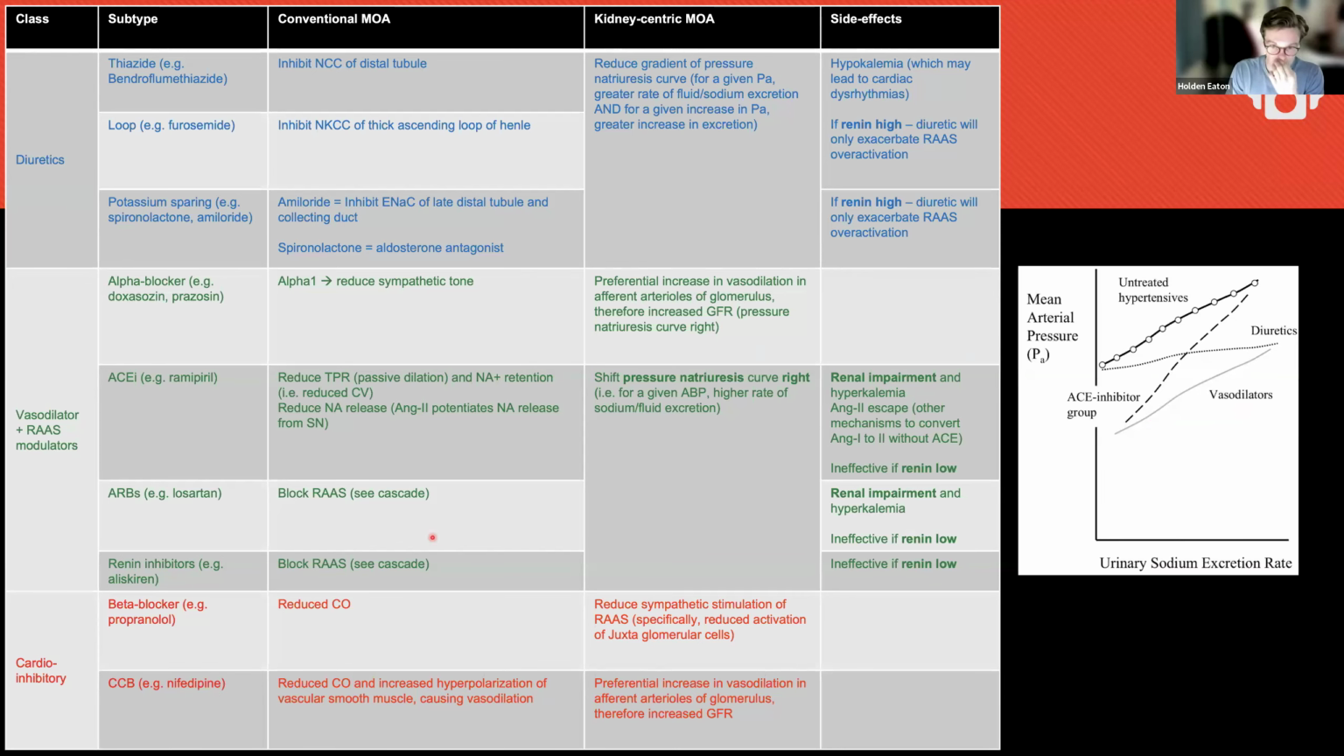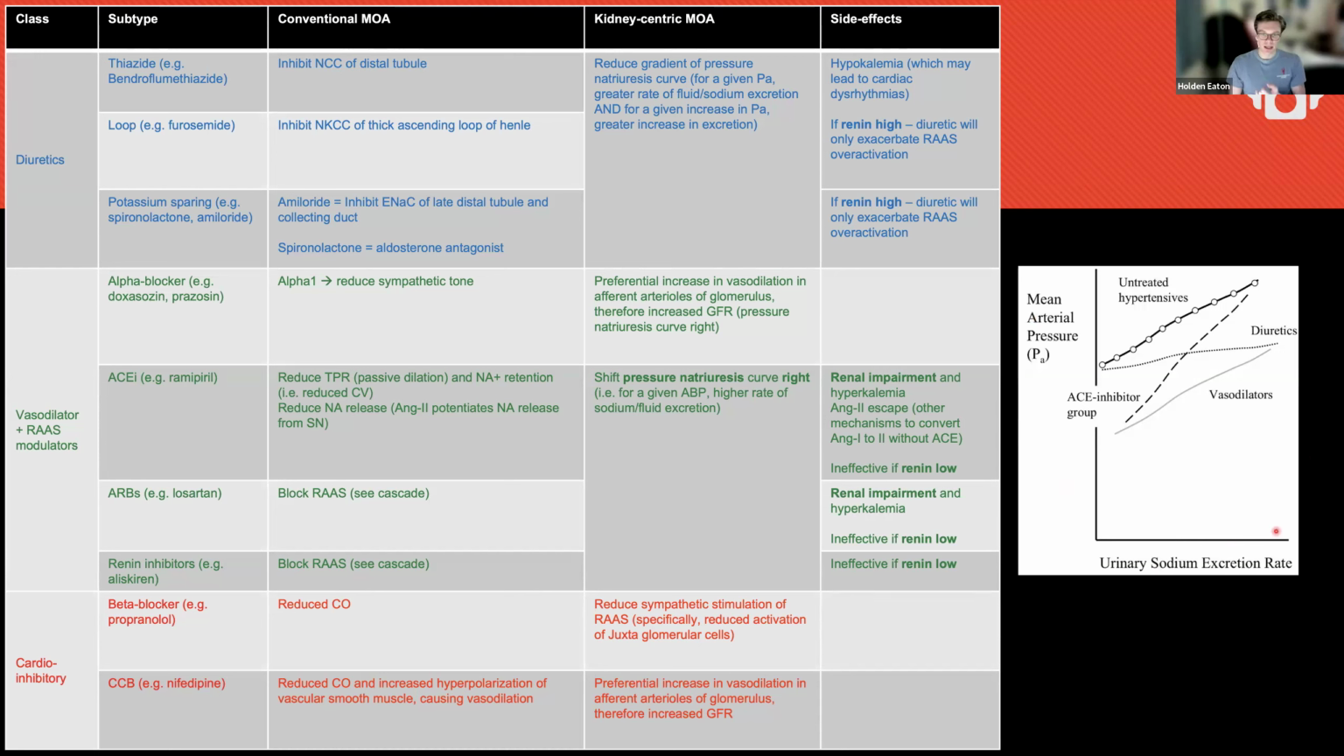And then here I've given you a table of all of the drugs we've already spoken about, plus a few more. And I've given you the conventional mechanism of action. So that's sort of non-Guyton model, non-kidney focused. And then on the right is the kidney focused explanation. And then importantly, this diagram on the right relates how each of the treatments alter pressure natriuresis.